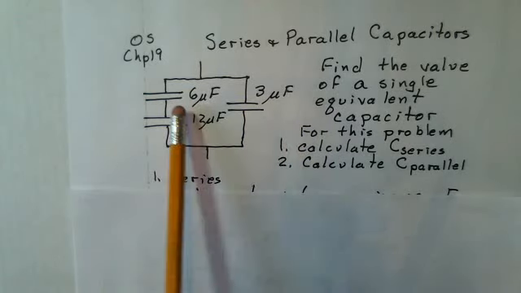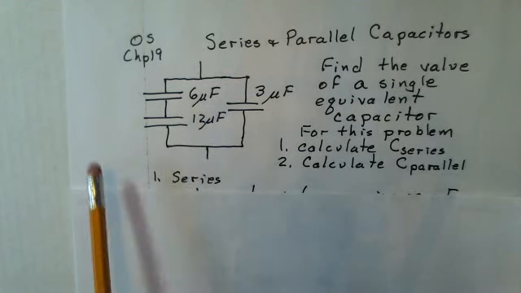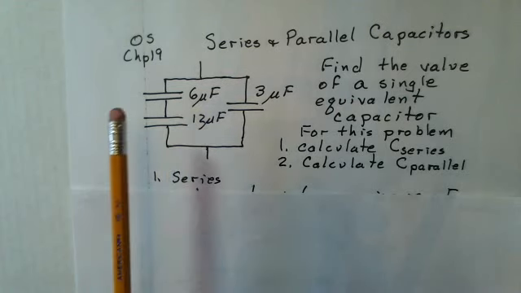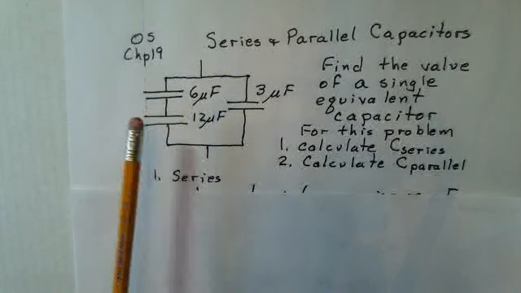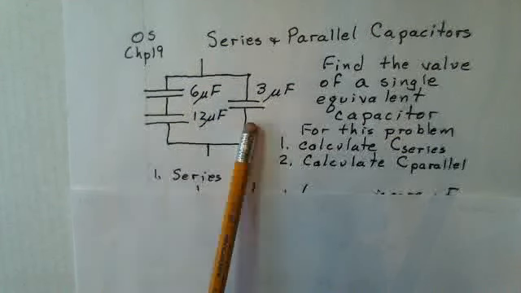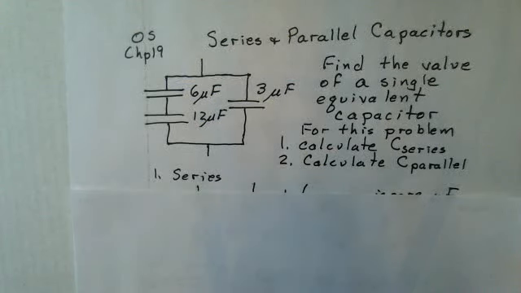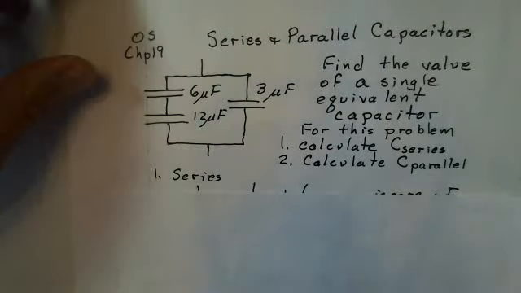So in analyzing this circuit, to find a single equivalent capacitance, we're first going to have to calculate the value of the series equivalent capacitor. Then that one will be in parallel with the 3 microfarads, and we can calculate the net capacitance. So let's go ahead and start that process.